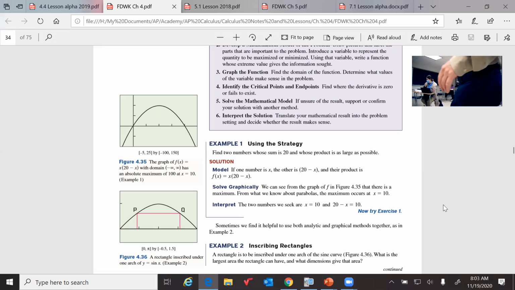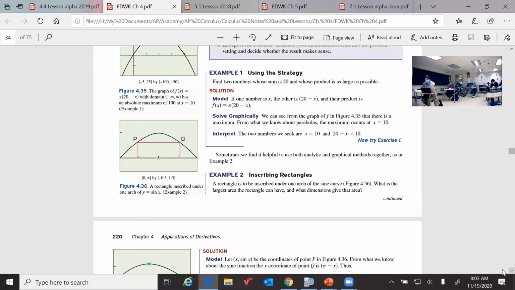Example 2. There's a picture in the book on page 219 on the left, and it says, you want to put this rectangle inscribed under one arch of the sine curve. So this is like the question at the end. You have this rectangle which they drew. This made up these values P and Q.